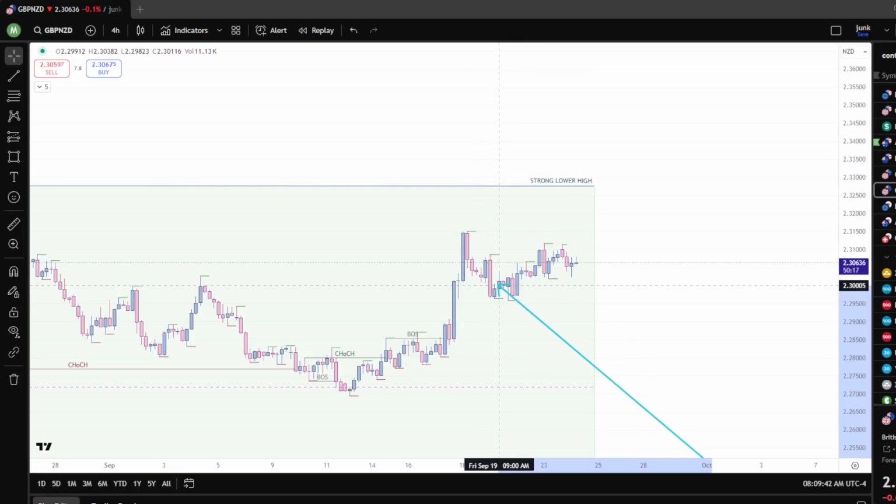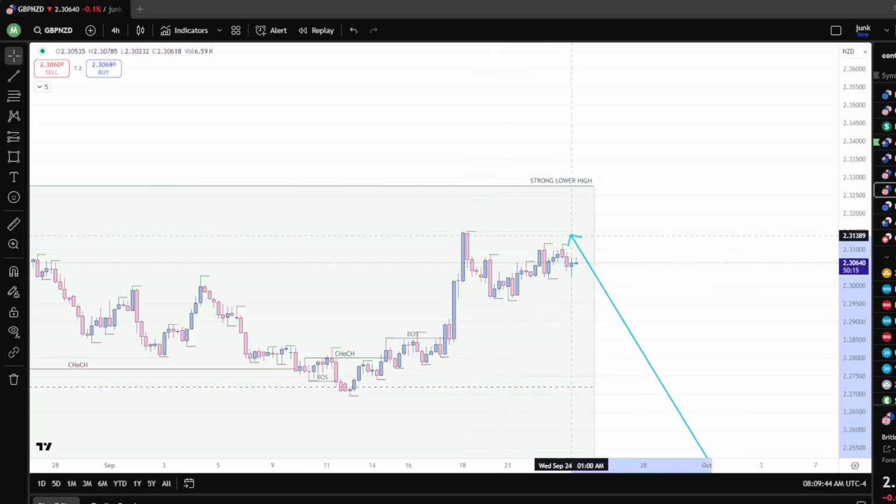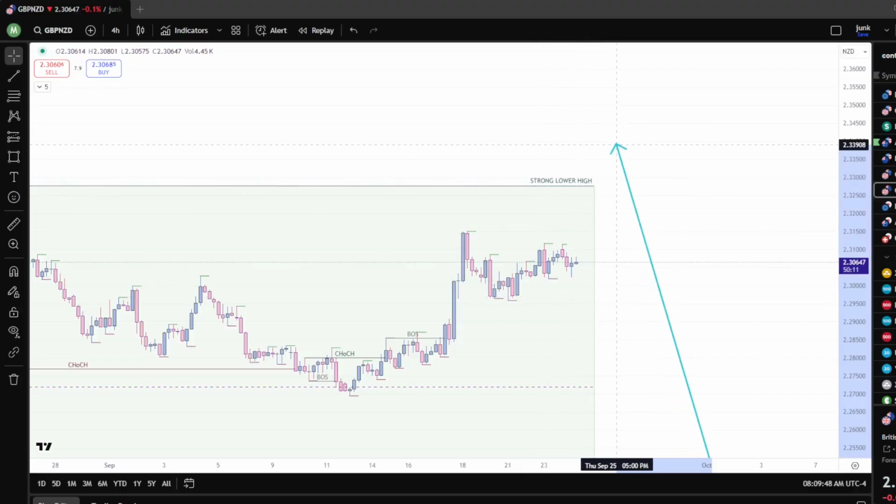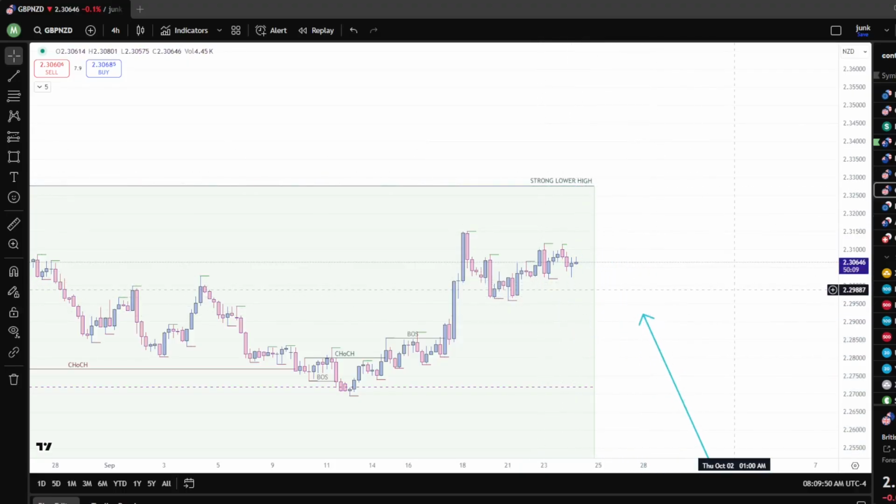Like I said, just waiting for a momentum push in that direction, because once they start taking out these highs, I would expect it to take out this strong lower high and form a bullish swing structure for GBP NZD.